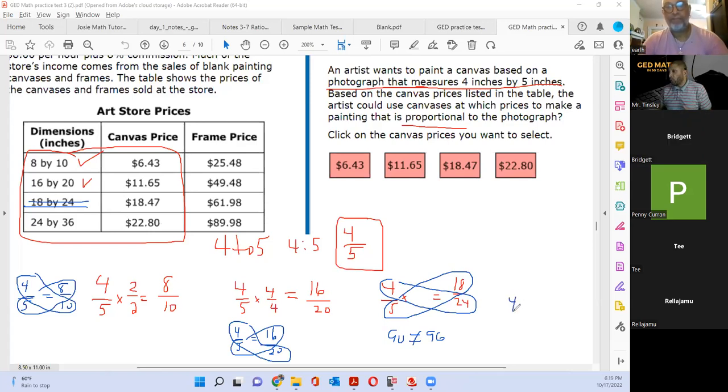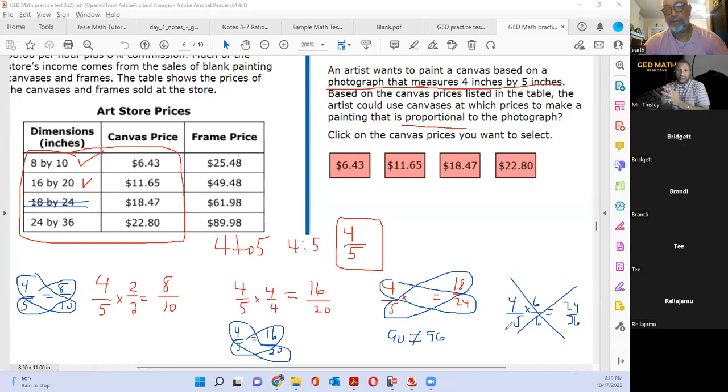Right. The last one, 4 by 5, is that equal to 24 by 36? What do you have to multiply 4 by to get 24? 6. Whatever we do to the top, we do to the bottom. 5 times 6 is what? 30. So that's not proportional. So there's only two canvas sizes that are proportional to 4 by 5. That's 8 by 10 and 16 by 20.